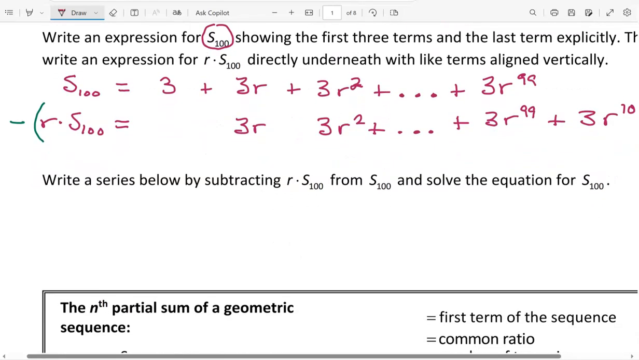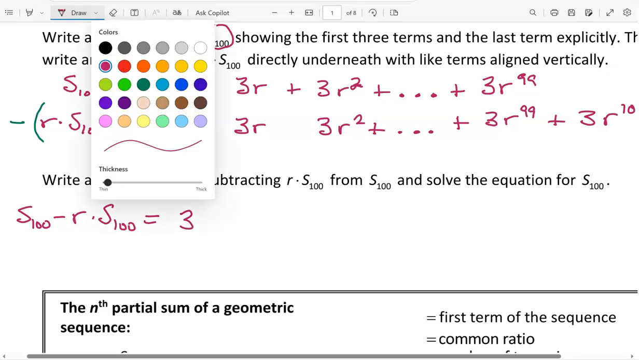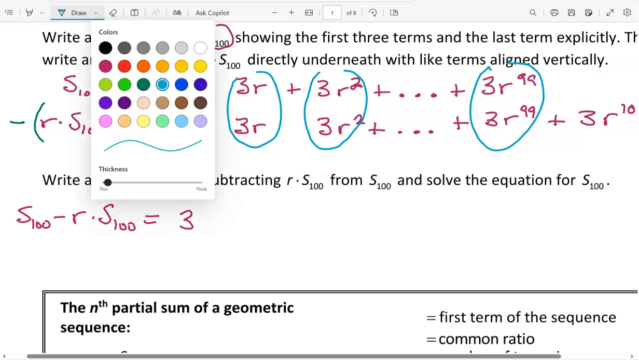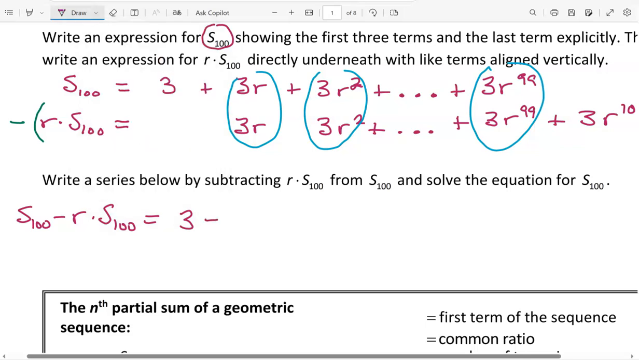So s sub 100 minus r times s sub 100 is equal to, and on the right side we have 3 minus 0, and then 3r minus 3r. These pair of terms, when we subtract those, we get 0. When we subtract these, we get 0. When we subtract these, we get 0. And the only term that's left is minus 3r to the 100th power.